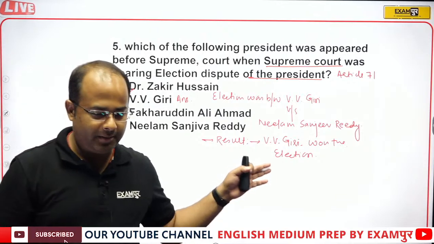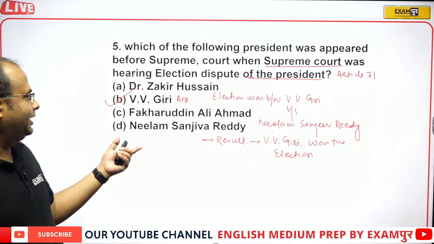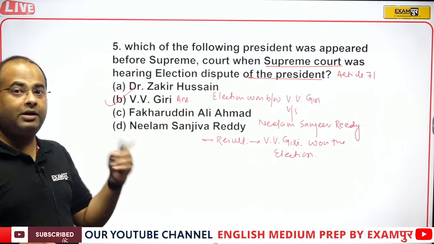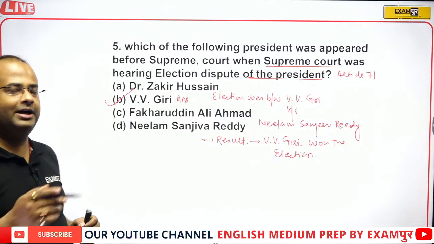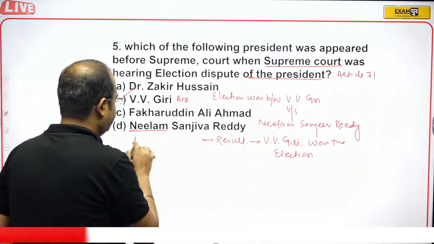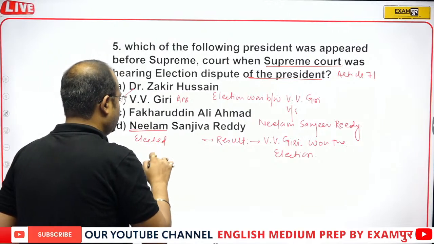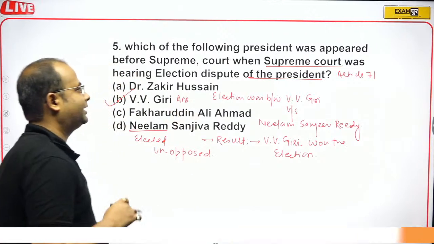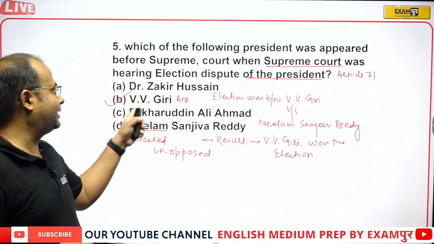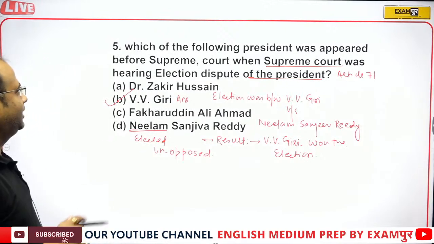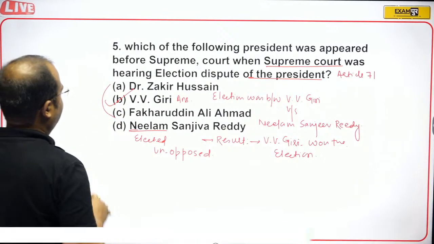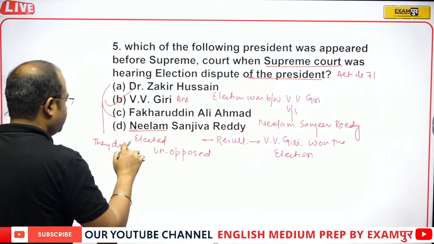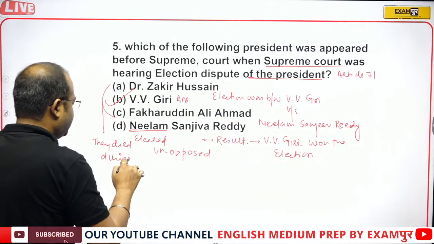So, the correct answer will be, my dear students, V.V. Giri. And Neelam Sanjeeva Reddy also became the President of India, but he was the only President of India who was elected unopposed. Therefore, the correct answer will be option B. And Dr. Zakir Hussain and Fakhruddin Ali Ahmad, these two presidents, died during their term.